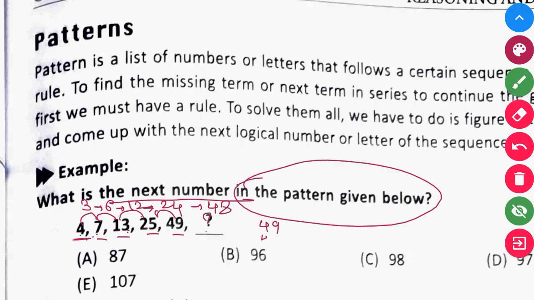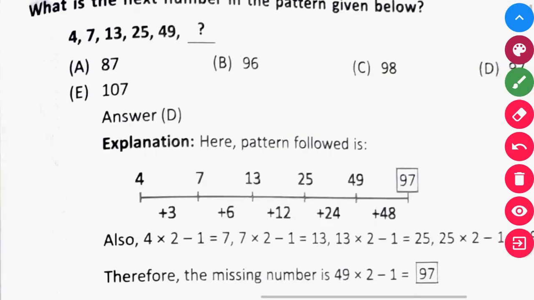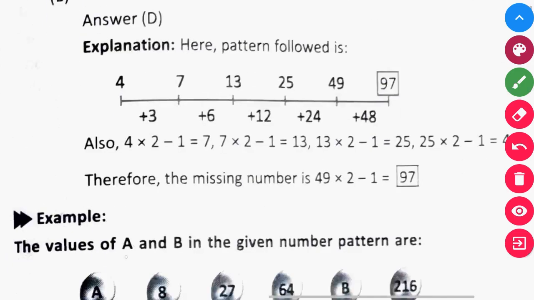So add 49 and 48. What will you get? 9 plus 8 is equal to 17. 1 will be carried forward, and 4 plus 4 plus 1 is 9. So your answer is 97. Okay. So you have to identify the pattern here and then you have to solve the problems accordingly.